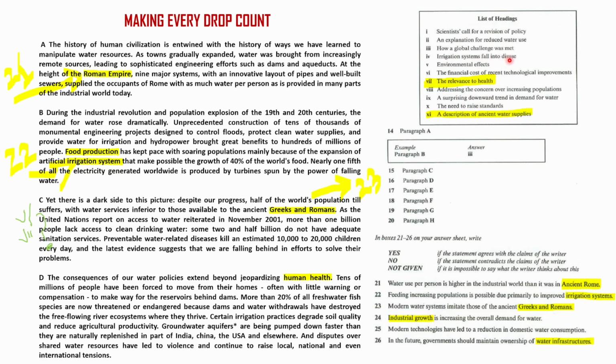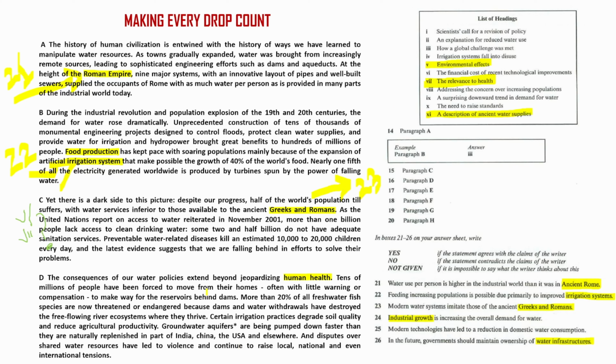Irrigation systems fall into disuse. So it uses the word irrigation somewhere here. But if you find the exact word, that doesn't mean that this is going to be the answer. You can see that it's talking about environmental degradation. It's talking about ecosystem, agriculture, degraded soil quality. See, it's all talking about environment here. So the answer of paragraph D is going to be, what is the answer? Environmental effects. Okay, so if you do not have contrasting connectors, then things become easier for you.